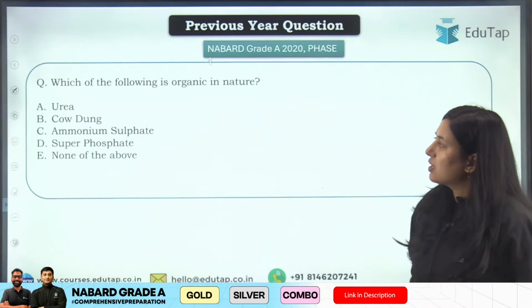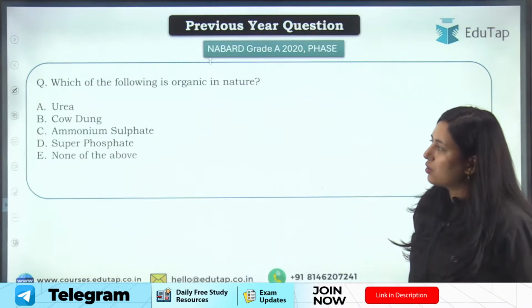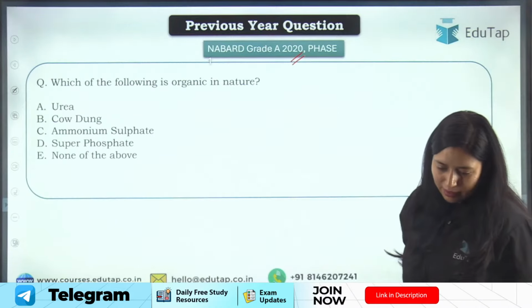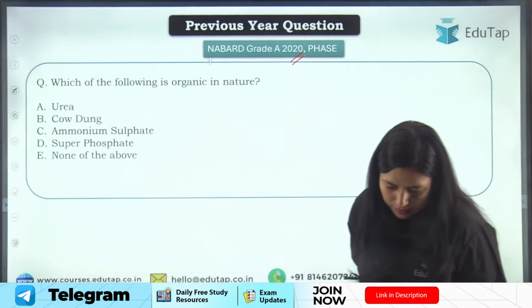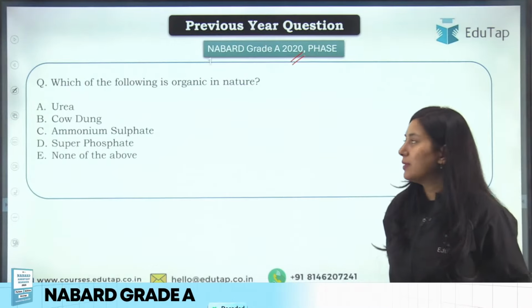Chalo, next question is, which of the following is organic in nature? Very easy question, right? Very easy question. This was also a question that was asked to you in NABARD Grade A 2020 Phase 1 examination. What will be the answer?